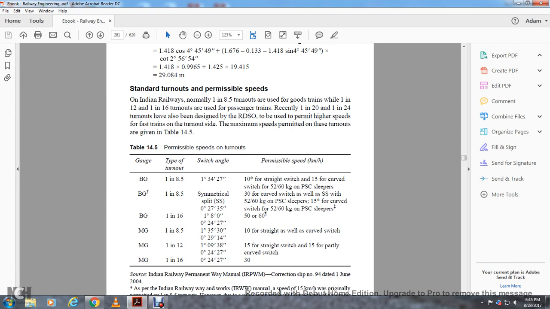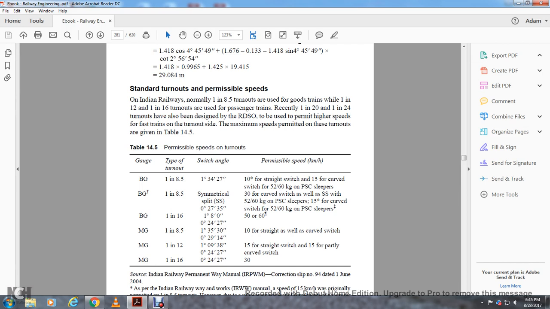Broad gauge 1 in 8.5, 1 degree 34, 27 inch, 10 straight switches, 15 curved switch, which is 5260 kilograms. The PSH of the broad gauge 1 in 8.5 symmetrical split, 0 degrees, 27 feet, 35 feet. Broad gauge 1 in 16 foot, 1 degree 8 foot and 0 degree 24, 27 foot, 50 or 60.